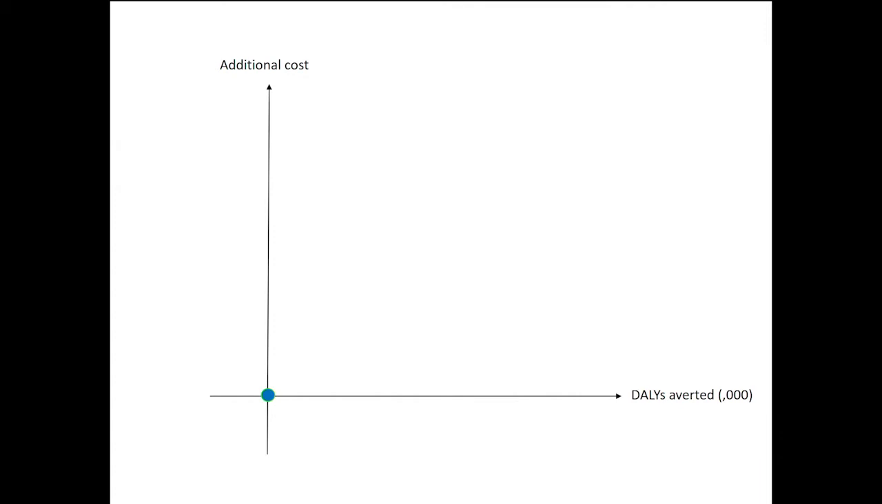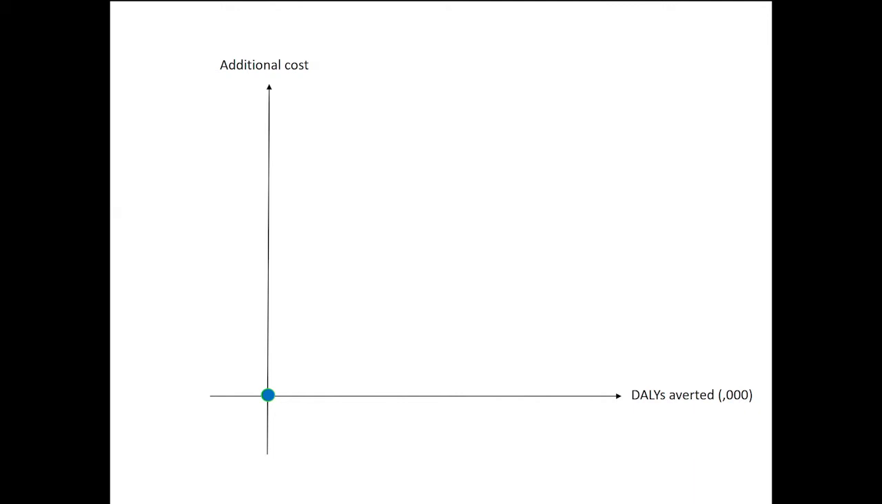Let me try and illustrate that. Imagine this now blue, was green, but now blue on this screen dot, represents what we currently have available, which might be very little at all. We need to have some assessment of whether this new intervention is going to improve health and to what extent for the population that we serve and what those additional costs are.